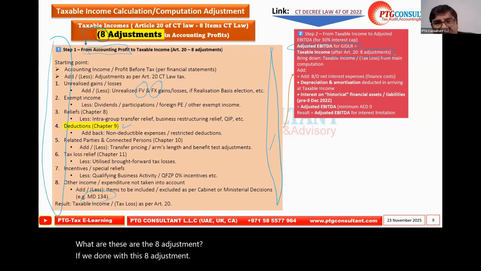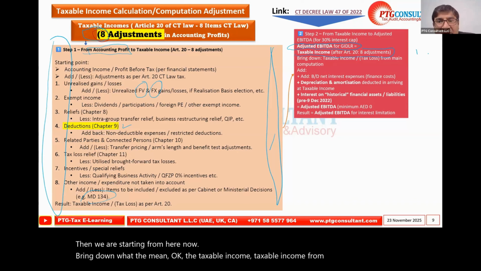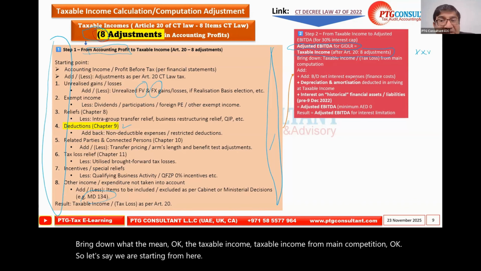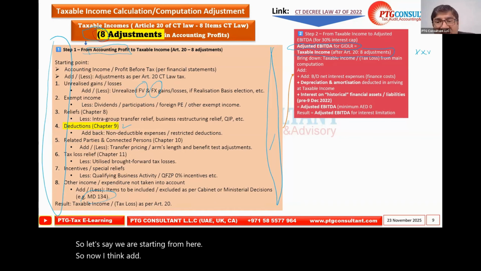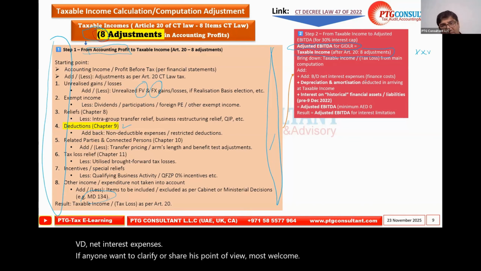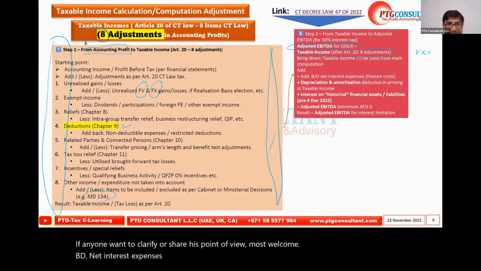If we are done with these eight adjustments, then we start from here. Now bring down, what does that mean? The taxable income from the main computation. Let's say we are starting from here. Now you are saying add BD, net interest expenses, finance cost. If anyone wants to clarify or share their point of view, most welcome.